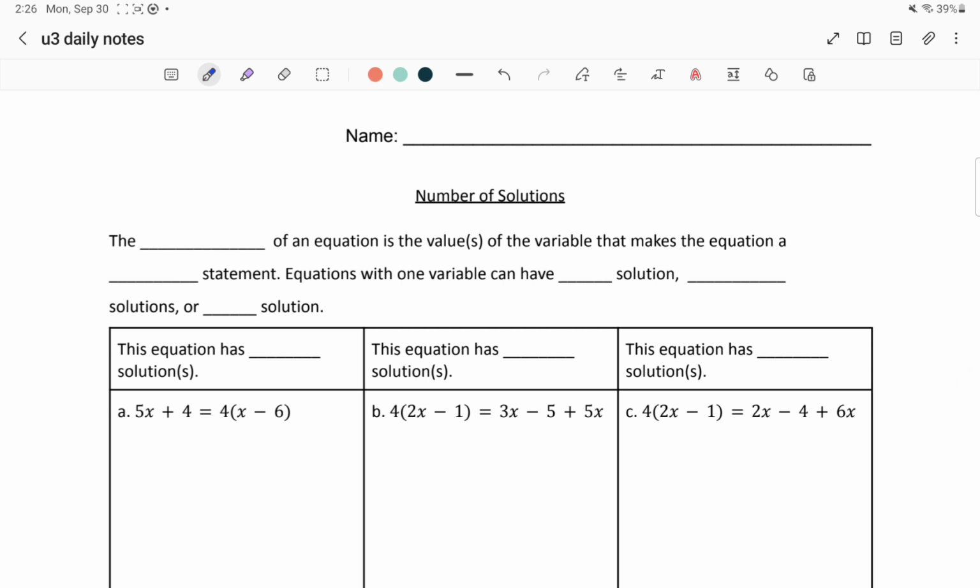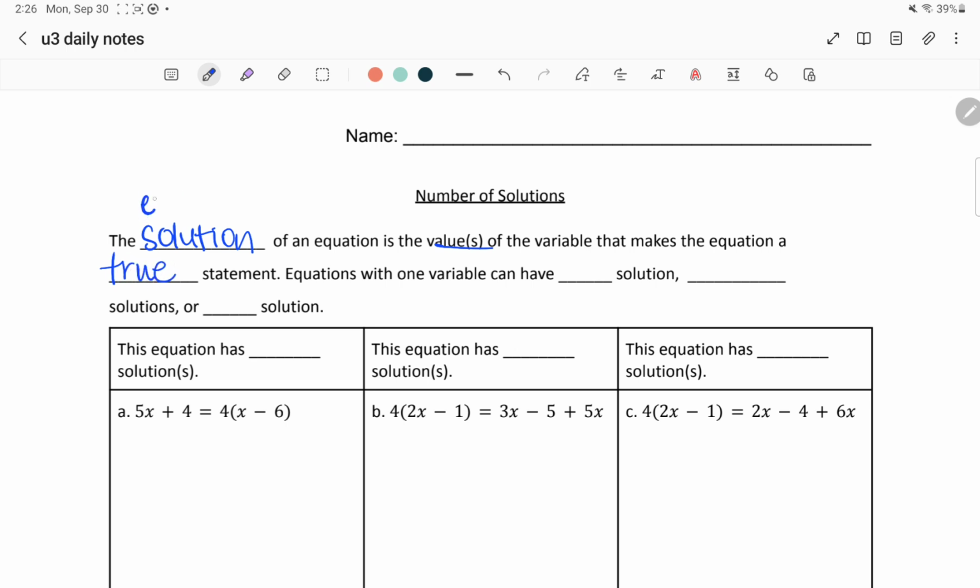Once we get multi-step equations down with variables on both sides, we now care about the number of solutions that a question can have. So, the solution of an equation is the value or values of the variable that make an equation true.